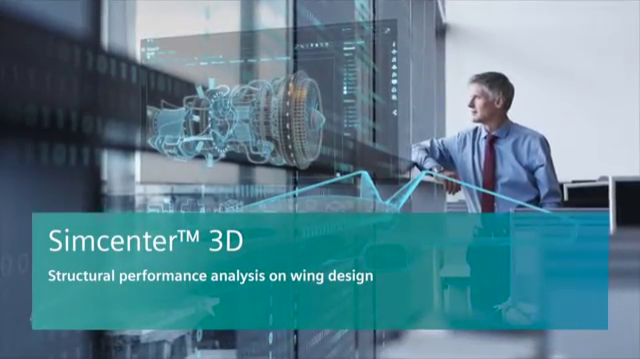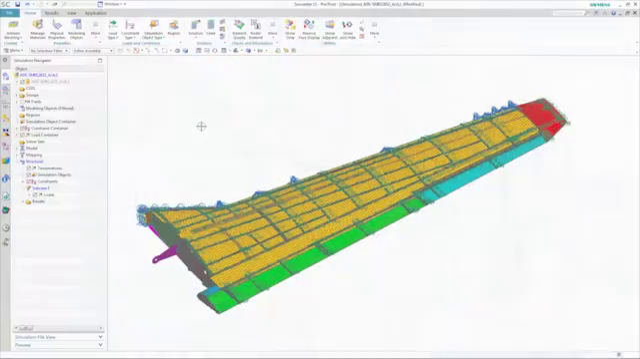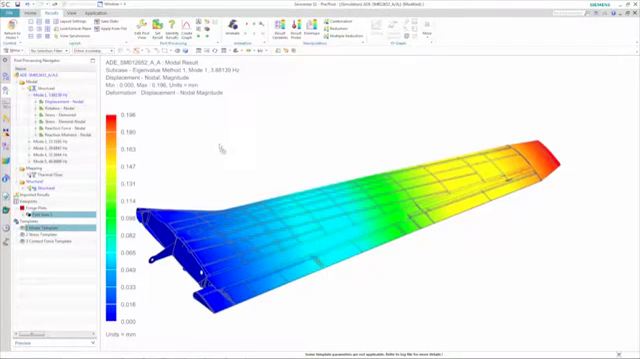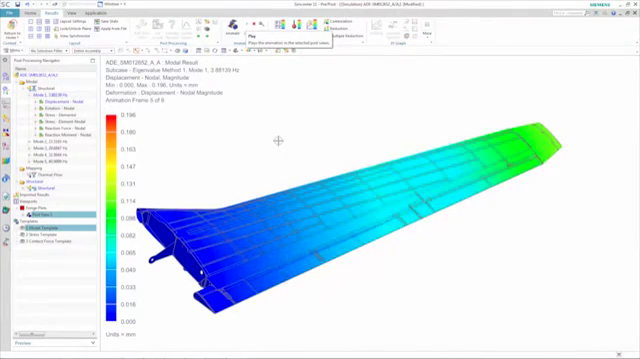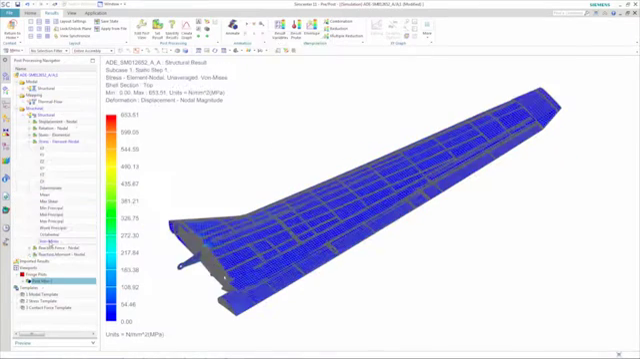Simcenter 3D supports many capabilities that are critical to the aerospace industry, and in this demonstration, we'll compare the structural performance of two wing designs. We'll begin by reviewing the results of the base design. Simcenter 3D offers an integrated simulation environment with embedded multidiscipline solvers, including the NX-NASTRAN solver.